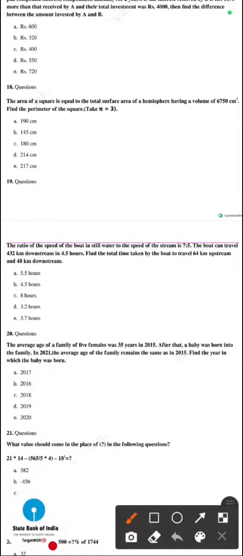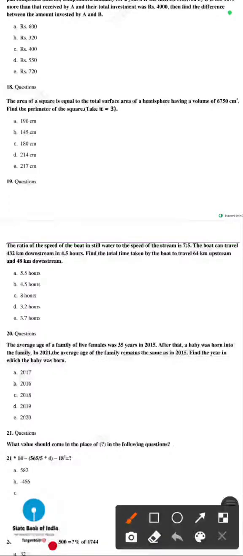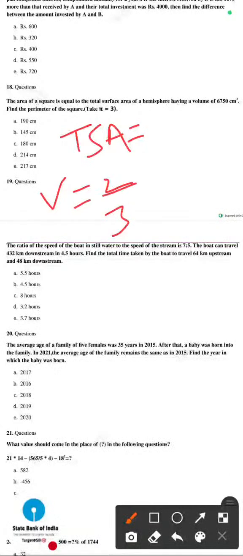So for this question we need to know the formulas of total surface area. The total surface area of a hemisphere. Also we need the volume formula. Volume will be 2/3 of pi r cube, and the total surface area is 3 pi r squared. This is the formula for total surface area.